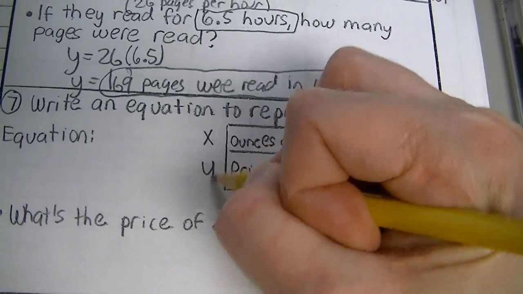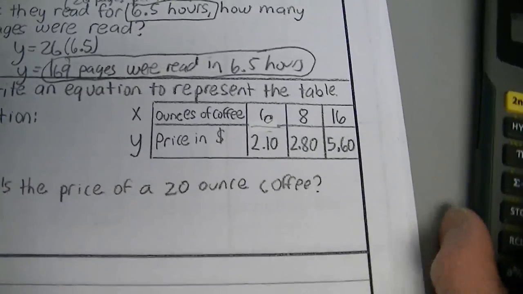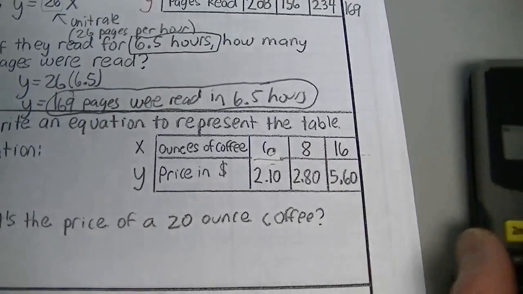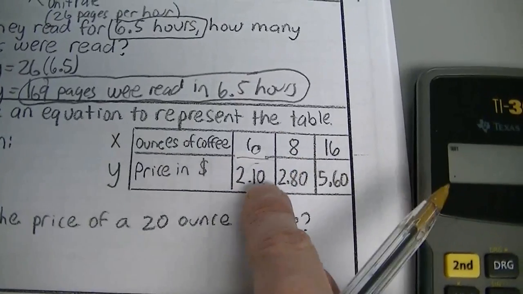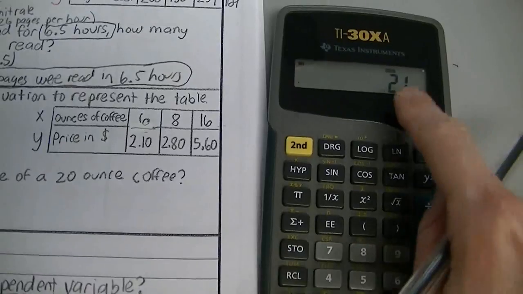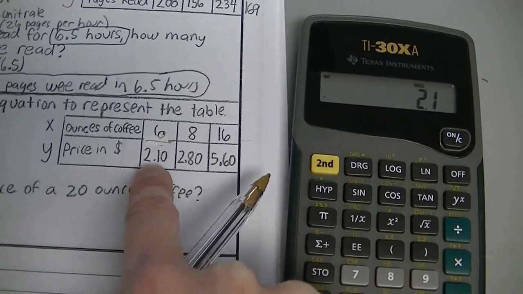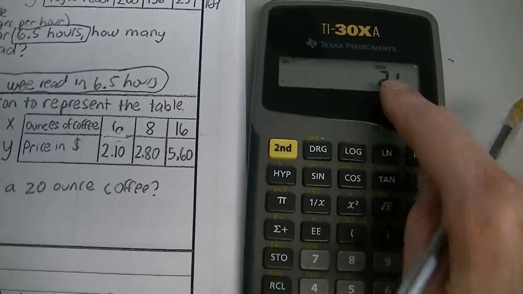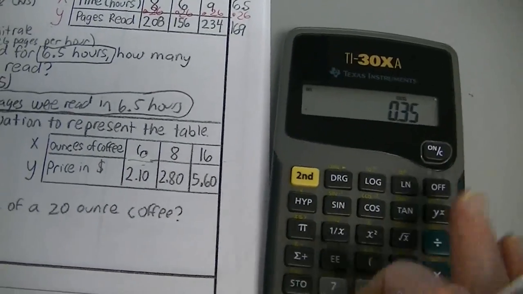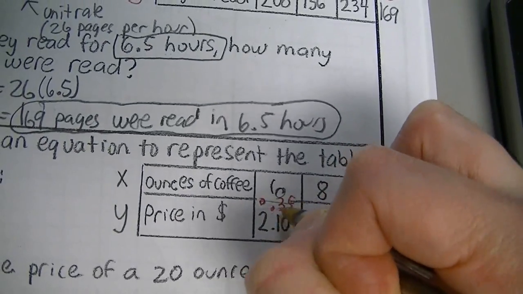So let's go ahead and still label it X and Y. And let's determine and see if it's a proportional table so that you could write an equation, okay? So I got to go Y divided by X, so $2.10 divided by 6. 2 and 1/10 is the same as $2.10. So 2.1 divided by 6 is 35 cents. So I multiplied X by 35 cents.